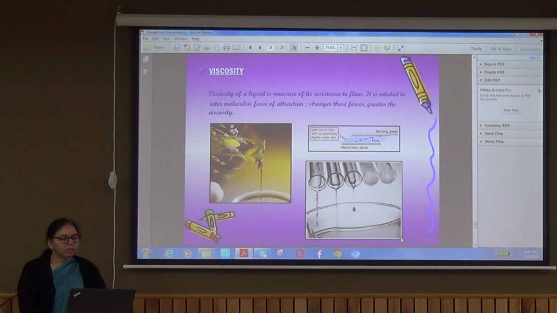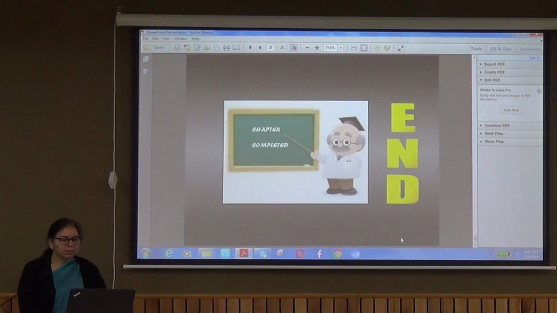Viscosity. Viscosity of a liquid is a measure of resistance to flow. It is related to intermolecular force of attraction. The stronger these forces, the greater the viscosity.